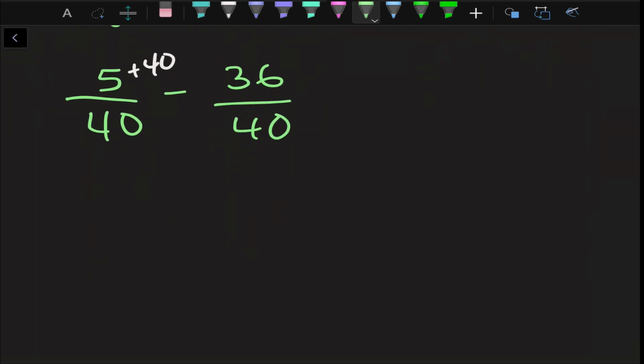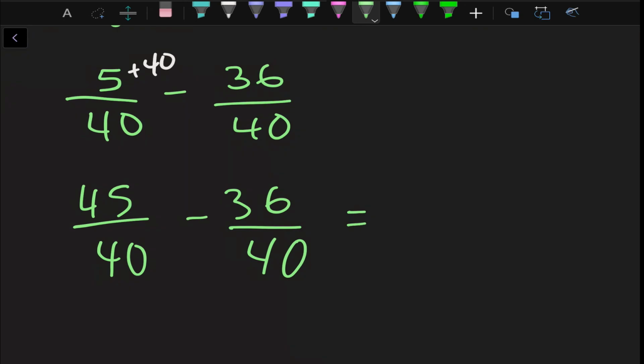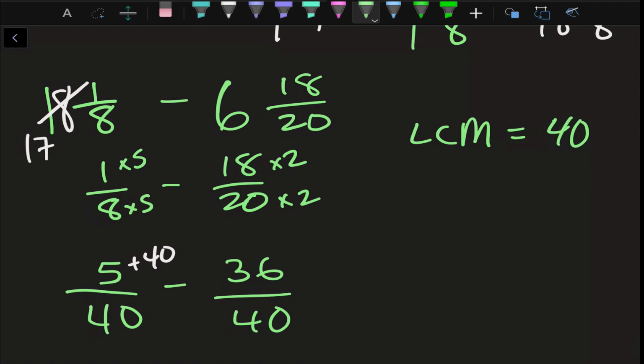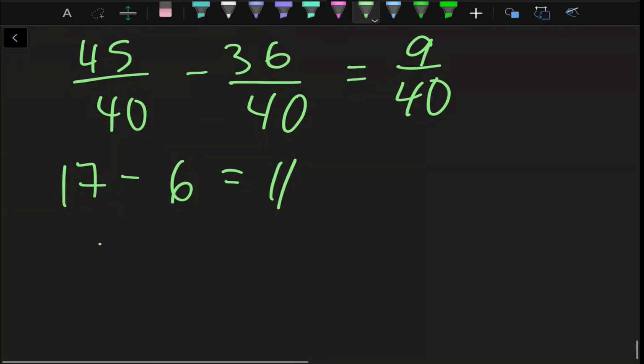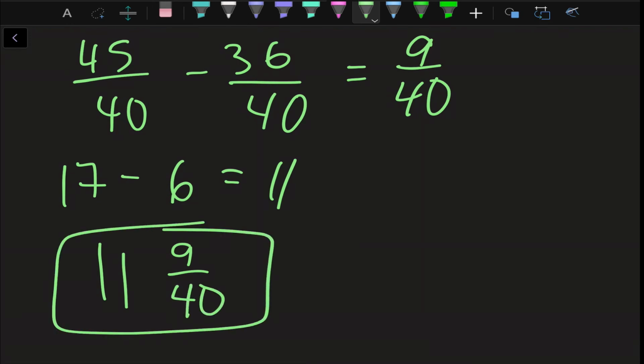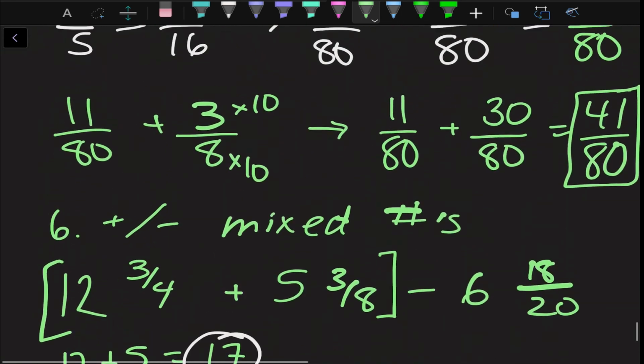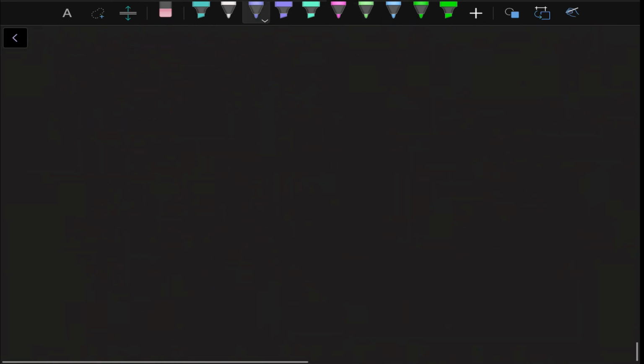So then we'd end up with 45 over 40 minus 36 over 40, which is 9 over 40. And then if we look back up here, our whole numbers are 17 minus 6, which is 11. And we can add those together, so we get 11 and 9 over 40 as our answer. And that's in smallest terms since our fraction is proper. Okay, one last question. That was a long one. Okay, one more question, number 7, and we'll call it a day.